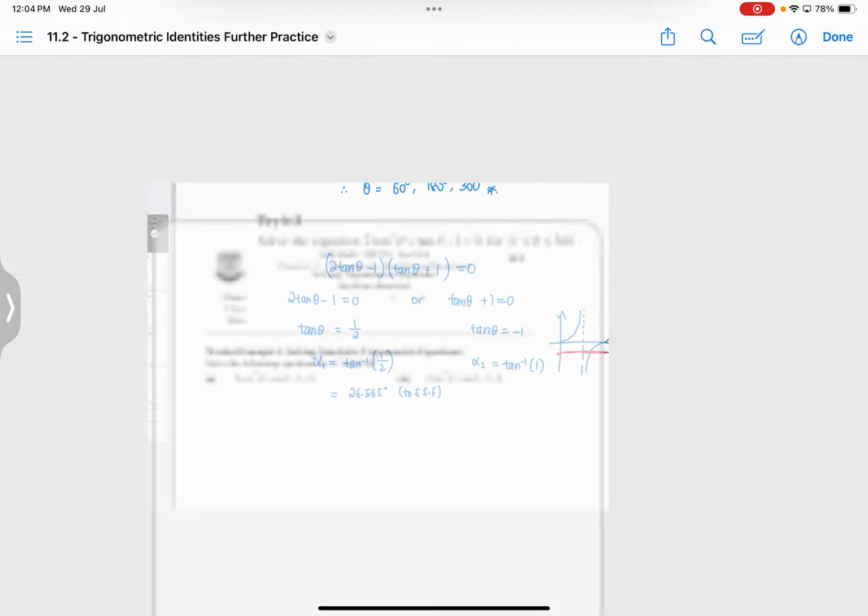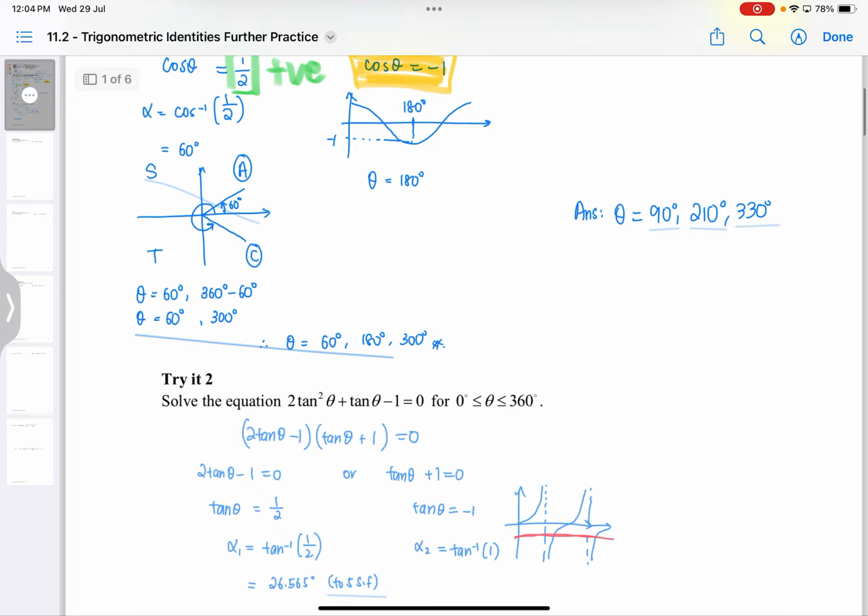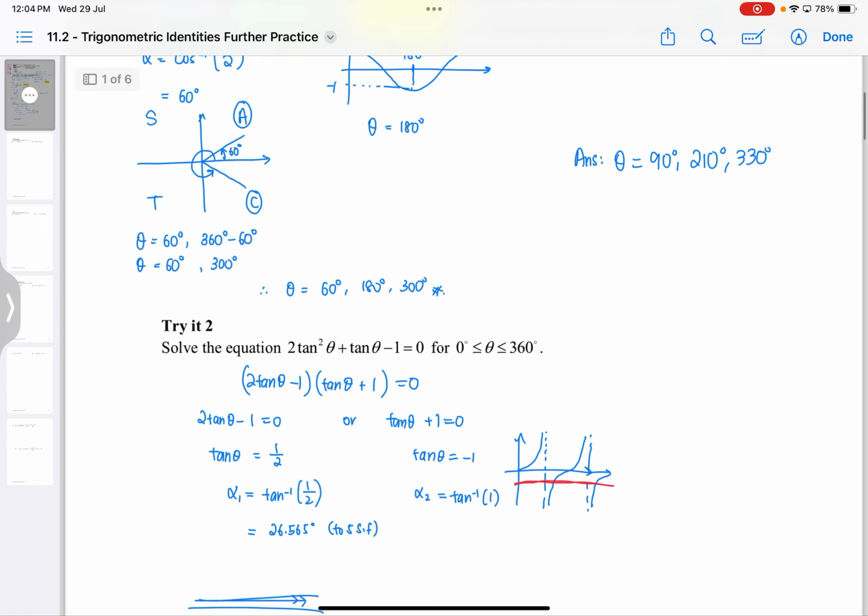Wait. Something is wrong. Suddenly got so many lines, come on.